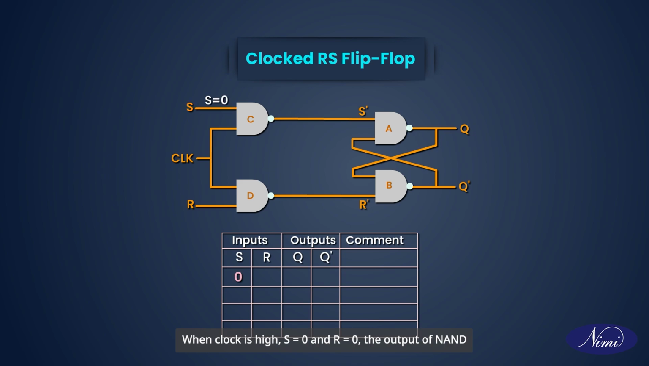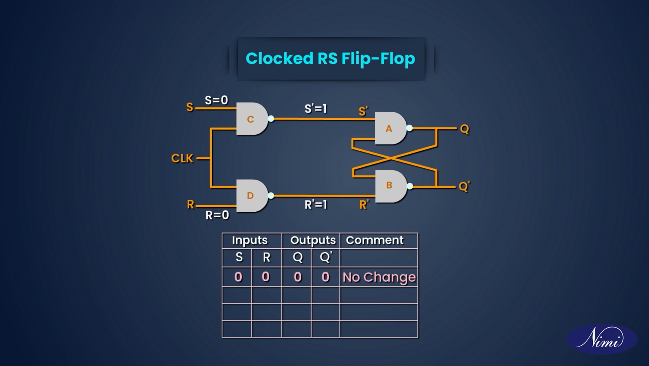When clock is high, S is equal to 0 and R is equal to 0, the output of NAND gates C and D are S bar is equal to 1 and R bar is equal to 1. Hence, the outputs of the NAND gates A and B remain unchanged. This is called hold state of the SR flip-flop. When S is equal to 0 and R is equal to 1, the output of the NAND gates C and D are S bar is equal to 1 and R bar is equal to 0. The output of the NAND gate A is 0 and that of NAND gate B is 1. This is called reset state of the RS flip-flop.